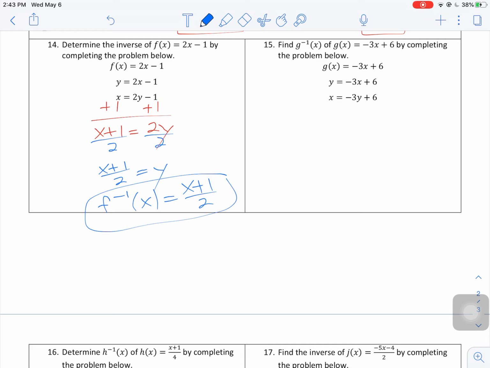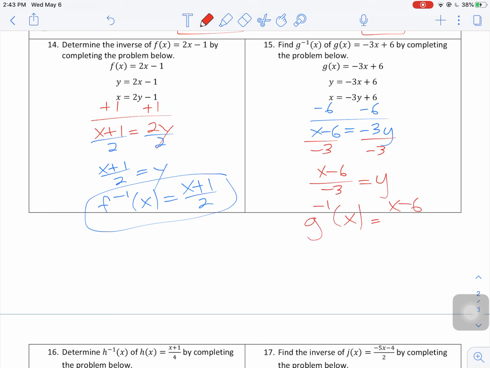For 15, same concept. They have a function, and we're supposed to find the inverse. So they let g of x equal y to start, and then they switched x and y for us already, and now it's our job to solve for y by doing order of operations backwards. So we need to subtract 6 from both sides of the equation, and then we're going to undo multiplication by doing division. So we get x minus 6 over negative 3 equals y, or if I'm using the fancy notation, g inverse x equals x minus 6 all over negative 3.